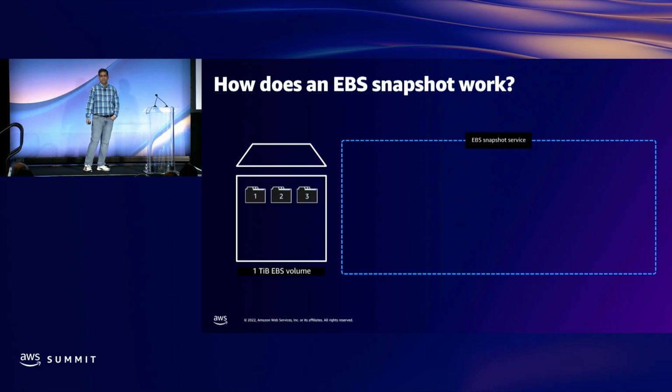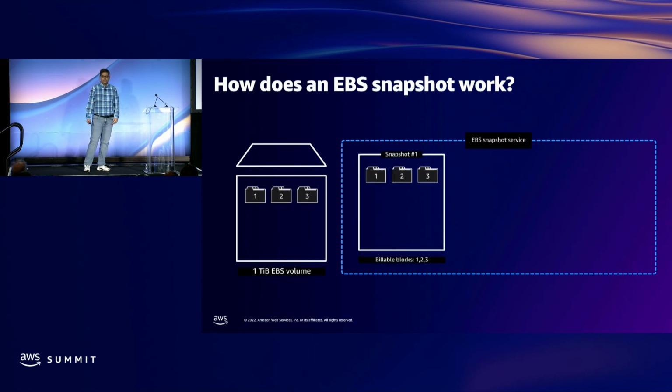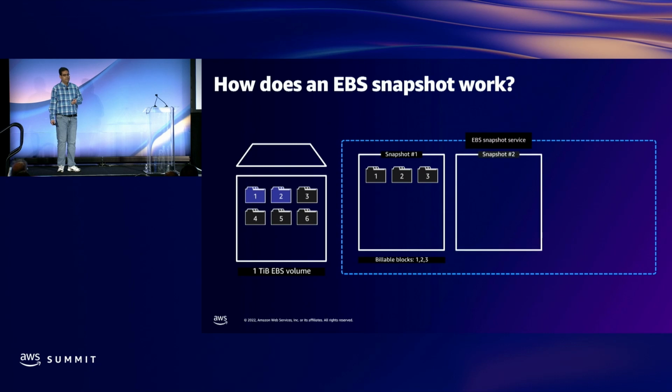Now, imagine you write 3 files or 3 blocks, and then you take your first snapshot. All those 3 blocks will be in that first snapshot, and those will be your billable blocks. Now, let's imagine you deleted blocks 1 and 2, but added blocks 4, 5, 6. You take a second snapshot. Block 3 will be referenced from the first snapshot. Blocks 4, 5, 6 will be net new. And so your billable blocks in snapshot 2 are just 4, 5, 6.